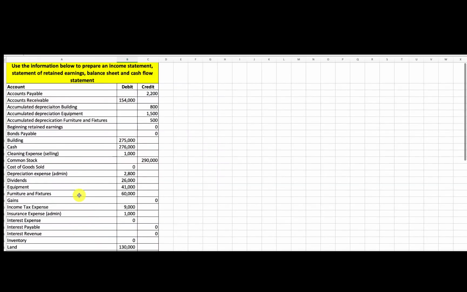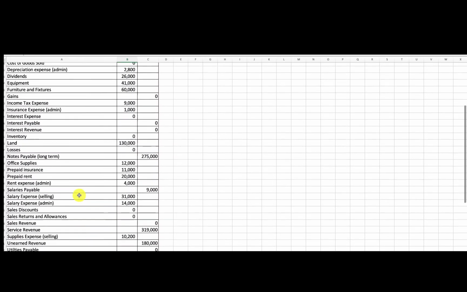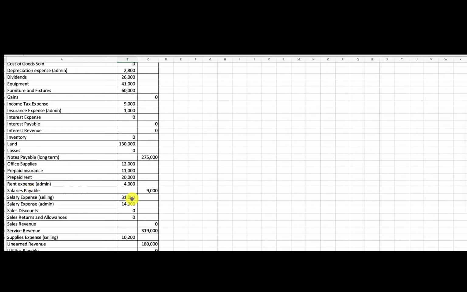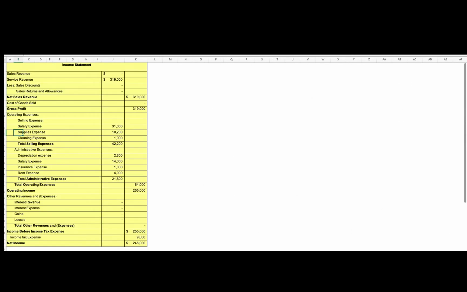So I'm going to go to the trial balance. And for my selling expense, I'm going to look for everything with selling. Here's cleaning of 1,000. Here is salary expense of 31,000. Here is supplies expense of 10,200. So you add those three together, you bring them here, and total selling expense is 42,200.